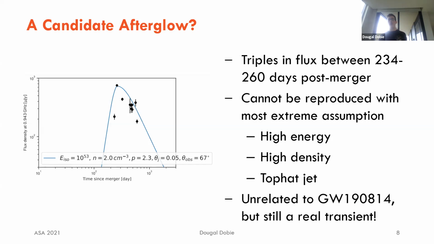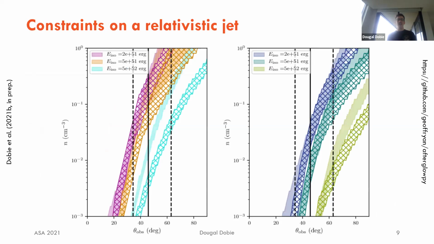Now, we've got ongoing follow-up programs across the entire electromagnetic spectrum to try and determine what this thing is. All that work is still ongoing, and I hope I can present it all to you in person at next year's ASA. So ultimately, we found no counterparts to this event. And again, we can do what we did in the first paper. We used that to place constraints on the inclination angle and circummerger density.